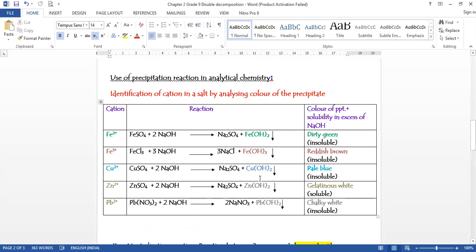So, use of precipitation reaction in analytical chemistry. We can see that there are 5 ions which are given here in the table. These 5 ions are being reacted with a common reagent, which is sodium hydroxide. So this sodium hydroxide reacts with these ions, that is, we are taking them in the form of a compound. And then we are doing this reaction, and for every different type of cation we take, we get a different colored precipitate.